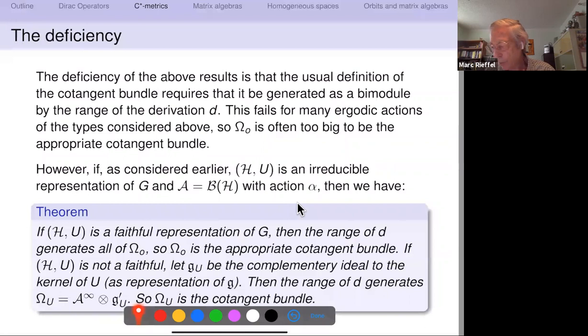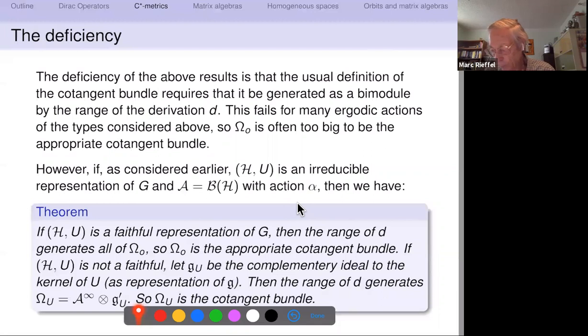But let's consider what happens for the case of an irreducible representation and the corresponding matrix algebra and so on. A theorem, and I have a little published paper in which I give the proof of this, is that if the representation of the group happens to be a faithful representation, which will of course happen if the group is actually a simple Lie group, then the range of D does in fact generate all of this bimodule that I had defined earlier, and so that really is the appropriate cotangent bundle.